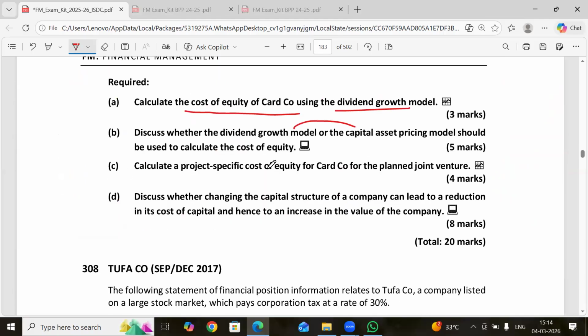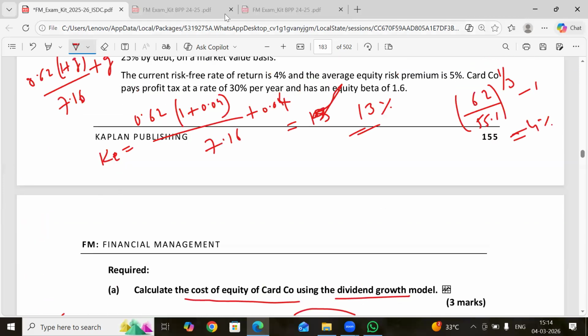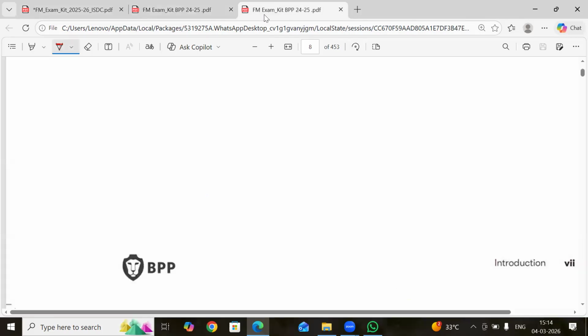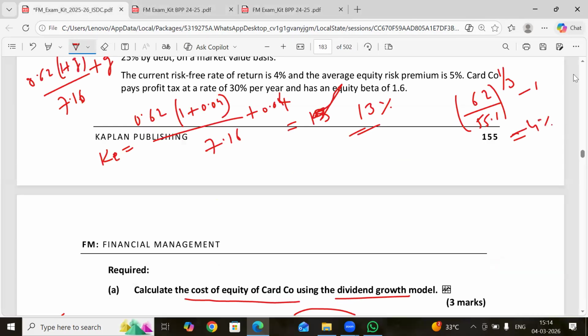Calculate a project specific cost of equity for card company. So if we want to find out the KE for card company, and that too project specific, what is project specific? You are looking at a new project like a joint venture. From that project, what is the return you are going to get? That they're asking you to find out. Okay. So for that, they have given some data. Please understand this data, very important data it is. We will do the calculation.